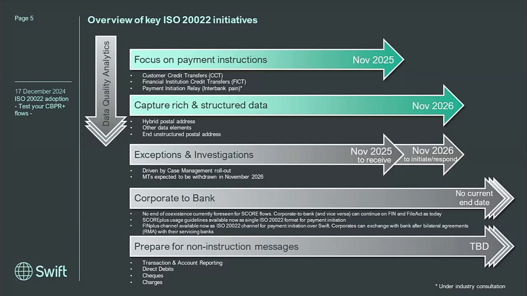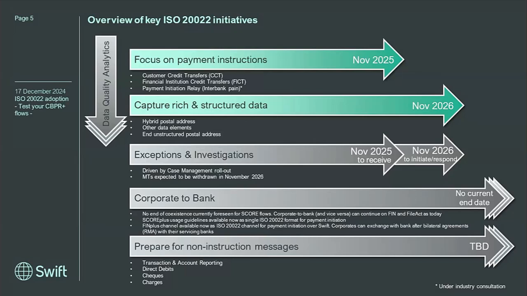And this nicely leads me to the first swim lane where the focus should be on the payment instructions. So priority should definitely be given to migrate your payment instructions that are your customer credit transfers, your MT103s, financial institution credit transfers that are your MT202s, and payment initiation relay messages that are your MT101s. So we urge everyone to complete the migration to the ISO alternatives of those messages by November 2025. Because from this date onwards, a couple of things will happen.